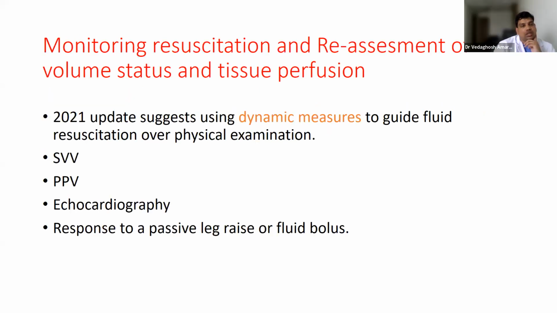Dr. Ved, carry on. So coming to what are the resuscitation tools which are available to assess volume status and tissue perfusion? As we discussed, there are basic hemodynamic tools and static parameters which we have discussed till now, but they say dynamic measures to use fluid resuscitation over physical examination, like stroke volume variation, pulse pressure variation, echocardiography, response to passive leg raise or a fluid bolus. So these all come in the advanced hemodynamic monitoring, which is out of scope of this class. So you have to just remember the dynamic measures are more useful than the static measures to guide fluid resuscitation.